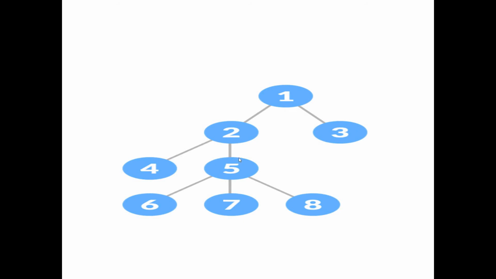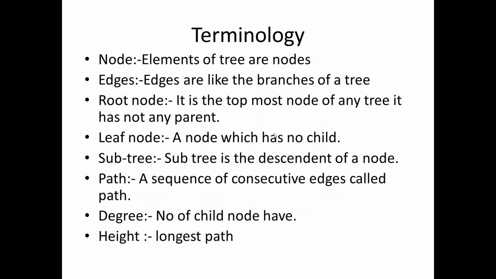How many children does 5 have? 1, 2, 3. So the degree of 5 is 3. How many children does 2 have? 1, 2. So the degree of this node 2 is 2. What is the degree of 1? How many children? 2, 3. So the degree is 2.